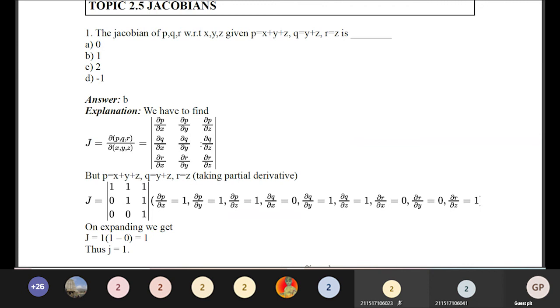Jacobians, you may expect Jacobians in calculus. That is Jacobian of the variables p comma q comma r with respect to x comma y comma z, given p equal to x plus y plus z. That is, p q r functions of x comma y comma z. Then find the Jacobian. That is the question. In the first step you have dou of p comma q comma r divided by dou of x comma y comma z is equal to that determinant. I hope you recall the Jacobian procedure.